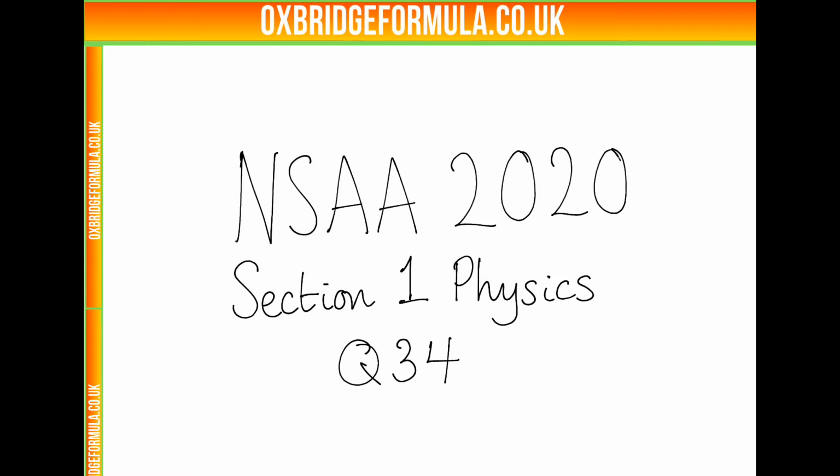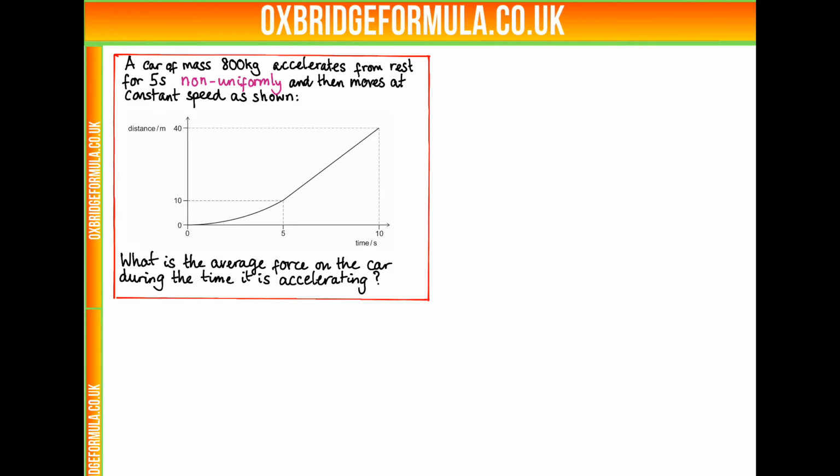This question is taken from the NSAA 2020 Section 1 paper, and it is question 34 of the Physics subsection. A car of mass 800 kilograms accelerates from rest for 5 seconds, non-uniformly, and then moves at constant speed as shown. So this is the distance time graph. What is the average force on the car during the time it is accelerating?